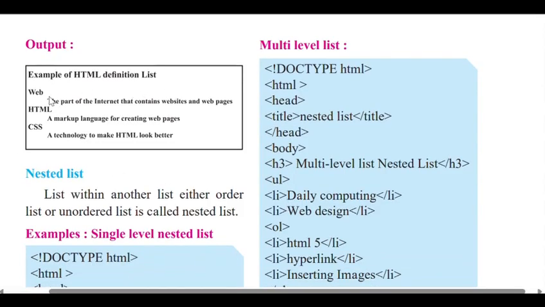Now you can see the output will be like this. Examples of HTML definition list. These are web, HTML, CSS. These are the DTs, that is definition terms, and whatever is written below them is the definition, the DD. This will come like this in a proper form.